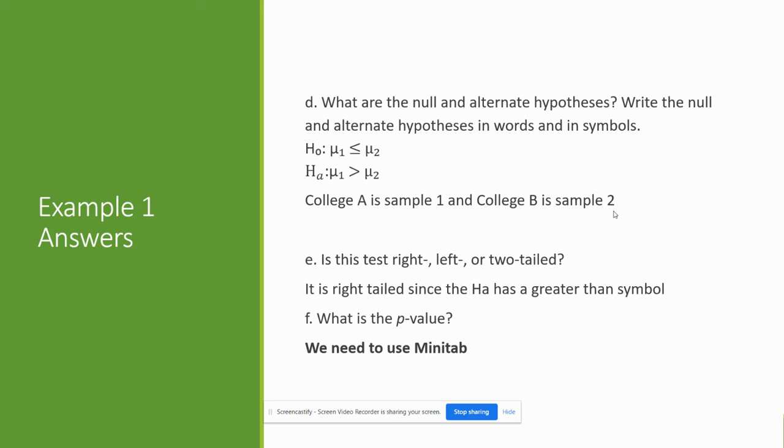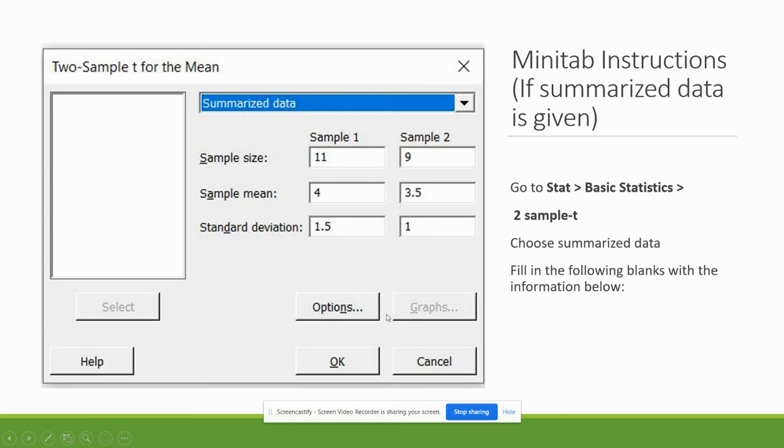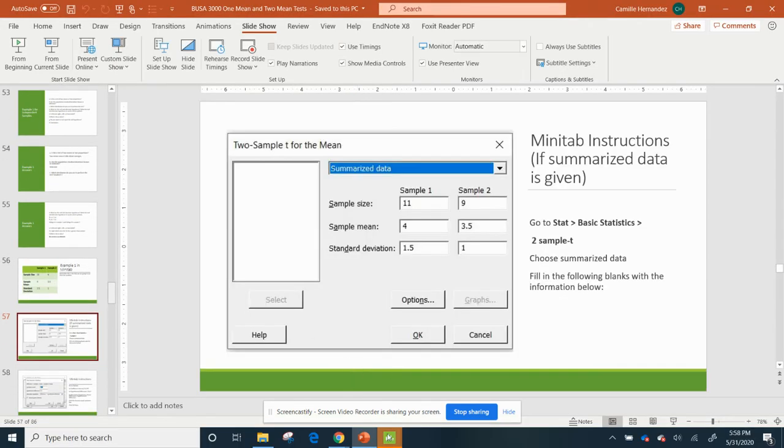And what's the p-value? Well, I'm going to use Minitab. It's going to make my life easier. So again, I'm going to give you a quick rundown. Remember, these are the statistics I'm using. For sample 1, which was College A, sample size was 11, sample mean was 4, sample standard deviation was 1.5. For sample 2, the sample size was 9, the sample mean was 3.5, and the standard deviation was 1. I have the directions for you here, but I'm going to show you how I'm going to do it in Minitab.